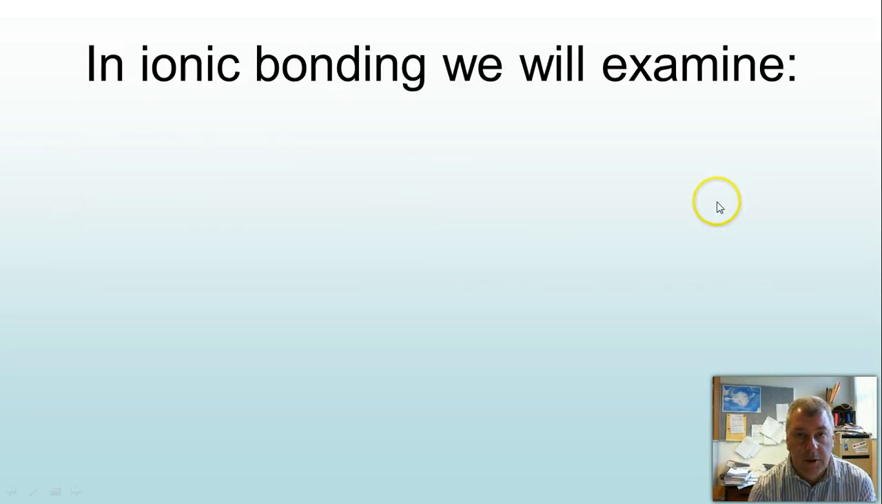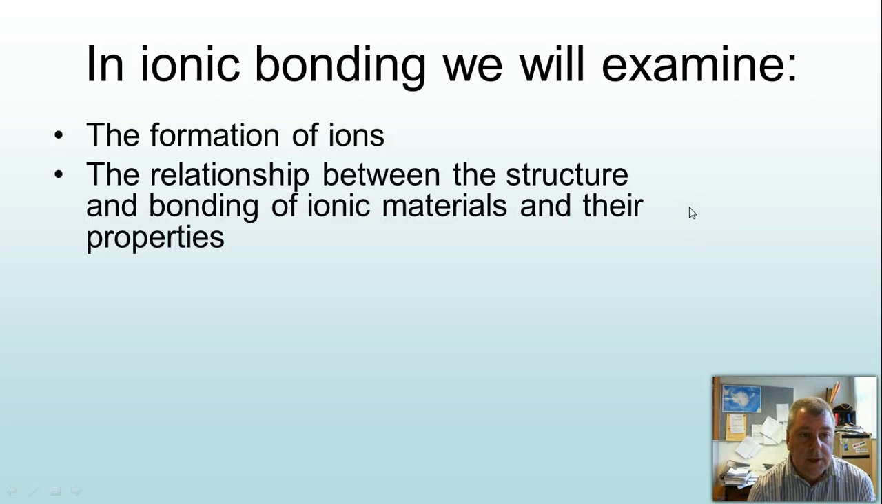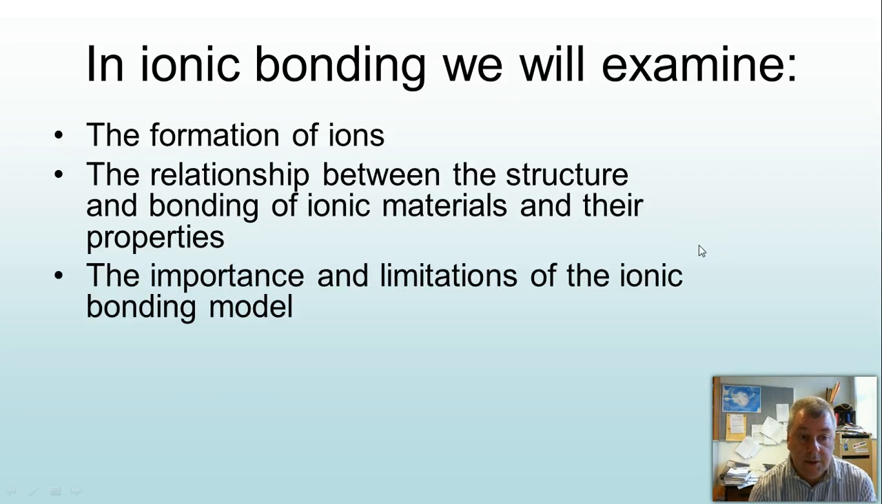In ionic bonding, we will be learning how we get the formation of things called ions, which we've touched on already, and the relationship between the structure and bonding of ionic materials and their properties. So we will be able to explain each of the properties based on the bonding model, because there's not much point in having a bonding model of how ionic substances bond if it doesn't actually explain all their properties. The importance and limitations of the ionic bonding model: it is a model, it's not perfect, it doesn't explain everything, but it works pretty well for us in physical science.